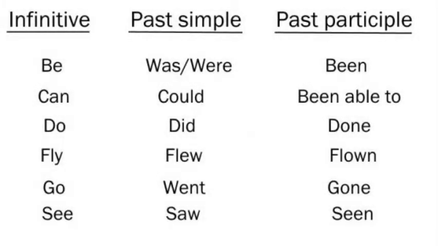We have other examples about irregular verbs: infinitive, past simple, and past participle. Be, was, were, and been. Can, could, be able to, do, did, done. Fly, flew, flown. Go, went, gone. See, saw, and seen. But in this case, let's use the second column, that is past simple.